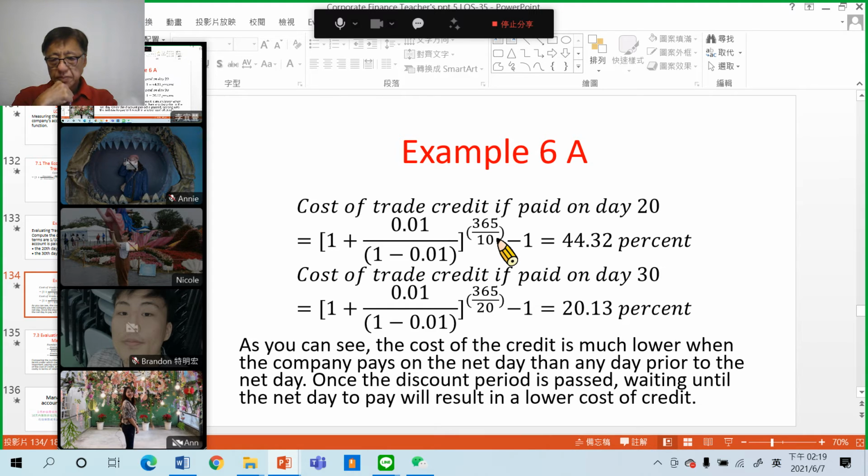Okay, and we end our presentation. So group 2 also finished the presentation. How about group 3?